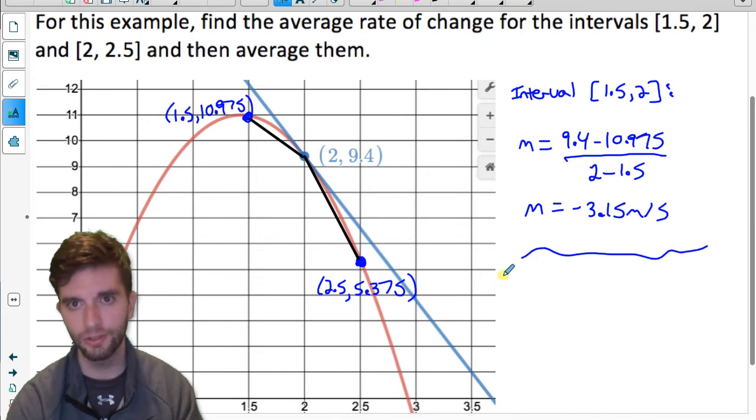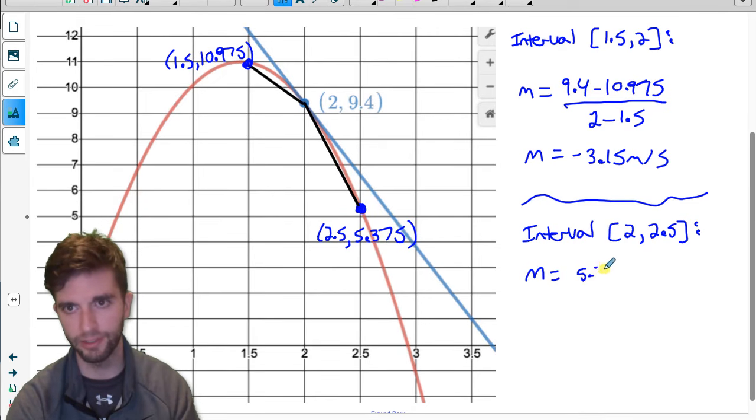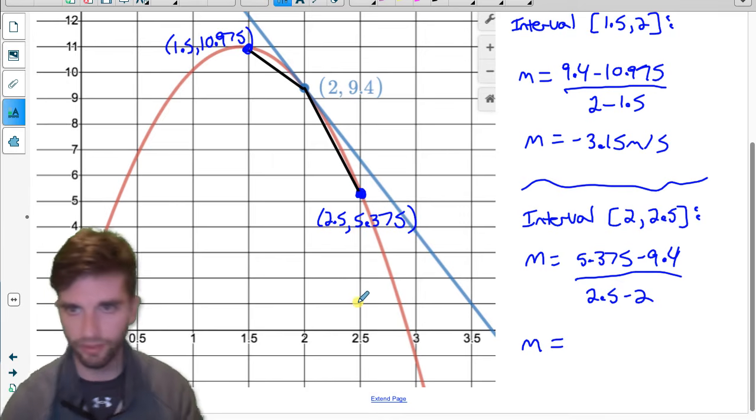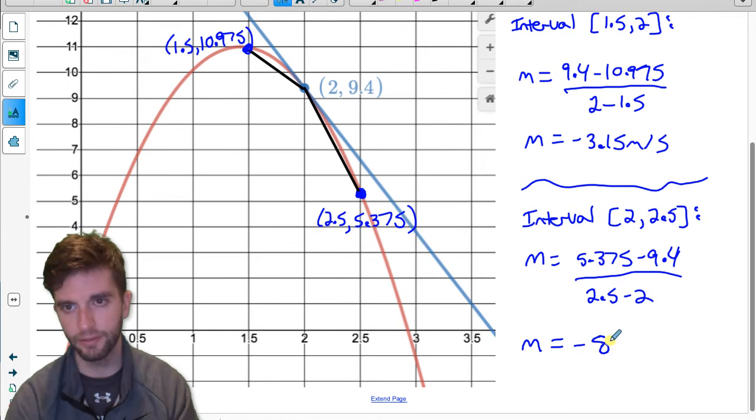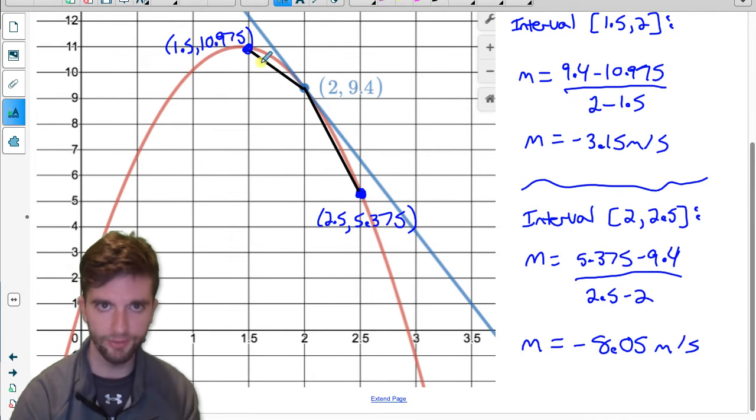How about over the next interval, so from 2 to 2.5? If I found the slope of that secant line, I would do change in heights, so 5.375 minus 9.4, divided by the change in times, 2.5 minus 2, and I'll get the average rate of change between those 2 points, and I get negative 8.05 meters per second.